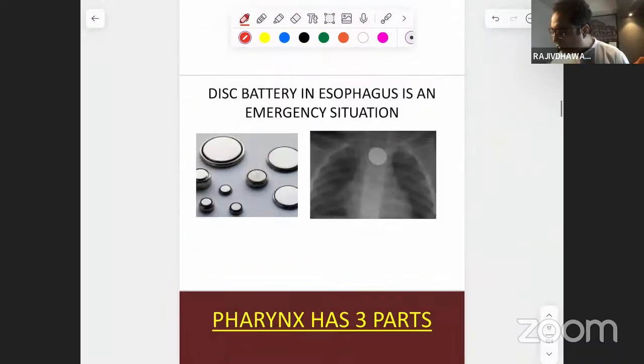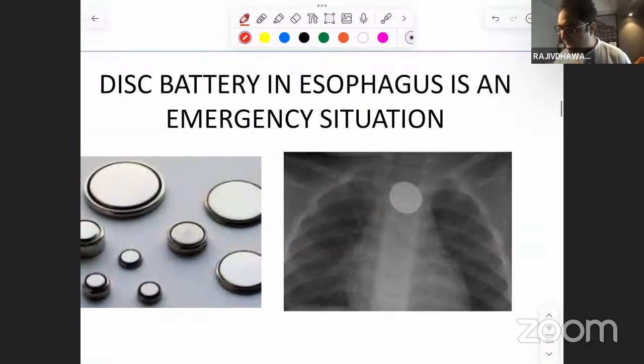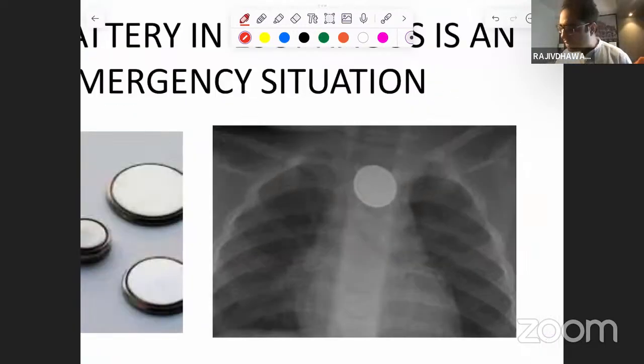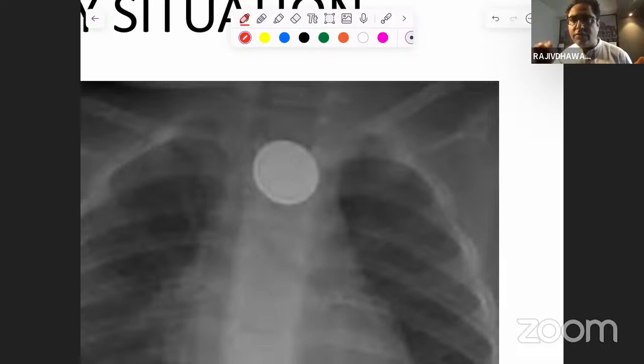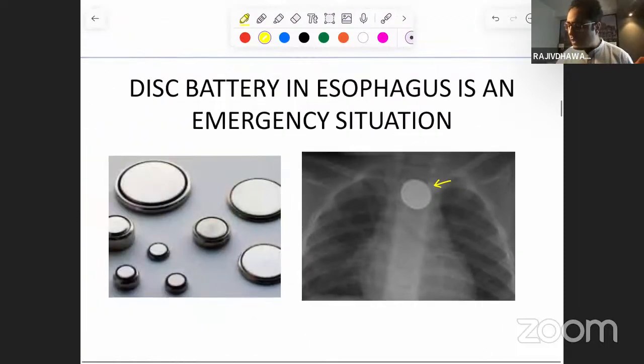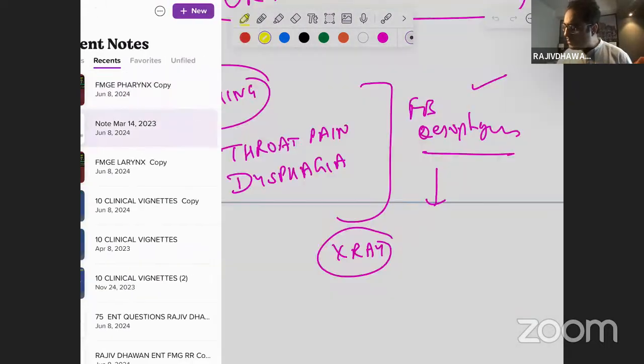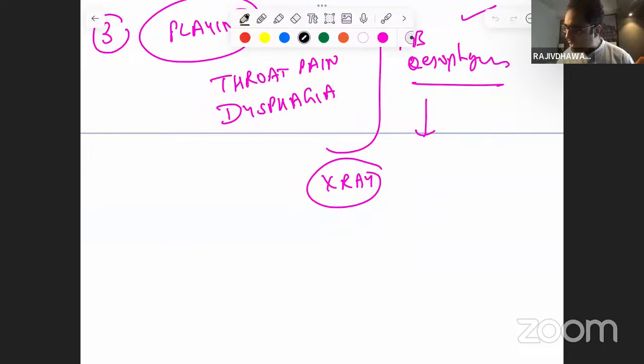Battery will be different from the coin because a battery will have a double ring, beta. Anytime you get an X-ray, please see very clearly: coin will have a single ring, this will have a double ring, beta, double ring. So coin would not be a major problem. So treatment, if it is a coin in the esophagus, will be rigid esophagoscopy. Please don't write flexible, beta.